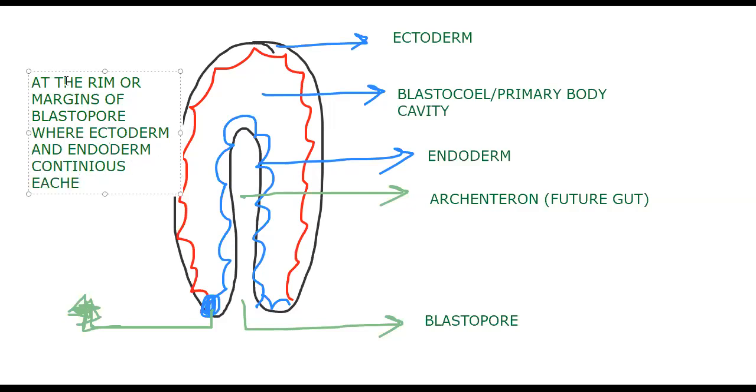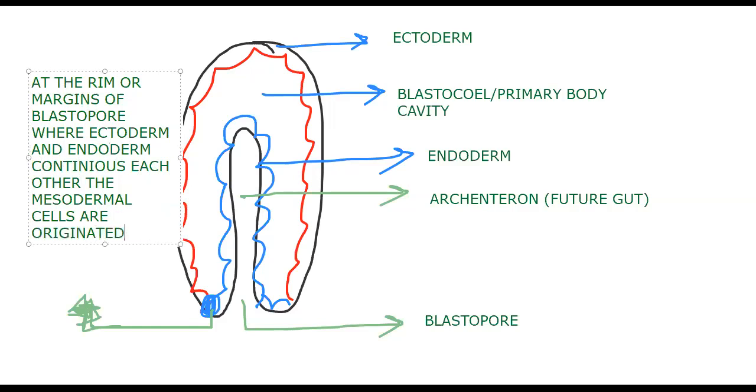Where ectoderm and endoderm are continuous with each other, what is happening there? The mesodermal cells originate. That means the future mesodermal cells originate from this location we are talking about.